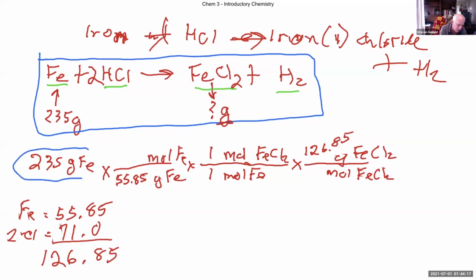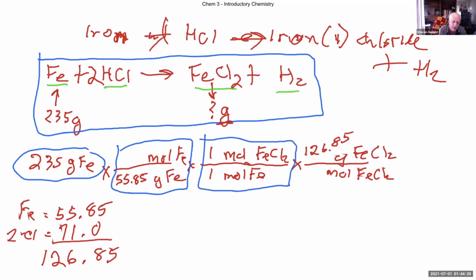This is what I'm starting with, right? We've always done that. This converts grams of iron into moles. This converts moles of iron into moles of iron chloride, which is what I want to see how much I produce. And then I convert this back, iron chloride, into grams. So you're always going to go from grams to moles, moles to moles, moles to grams. And that's how we're going to do it.